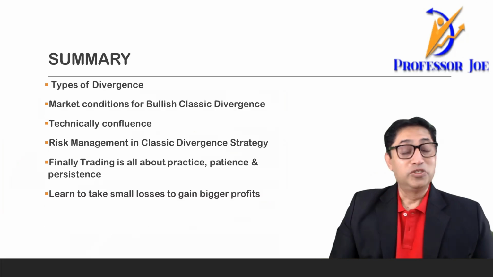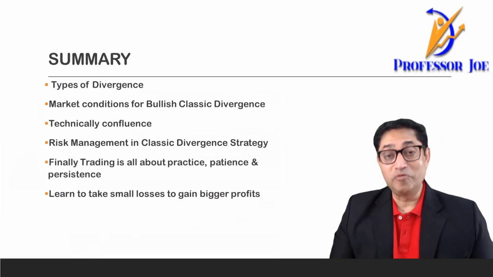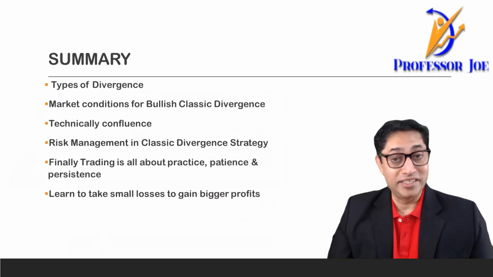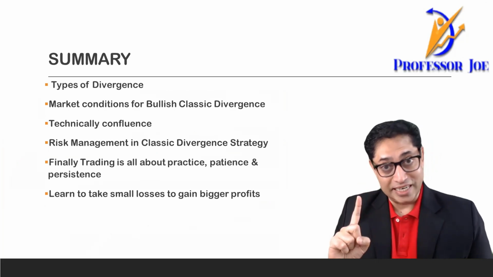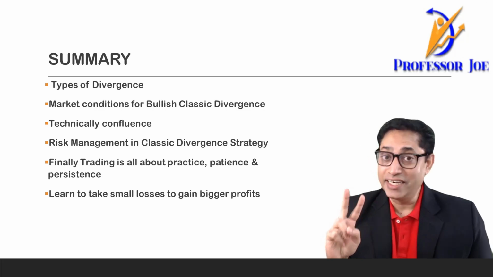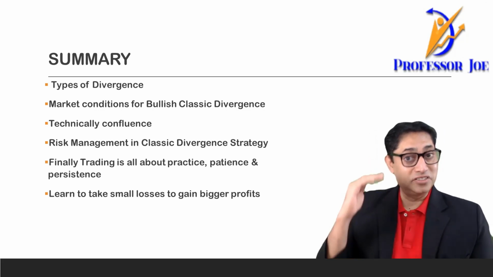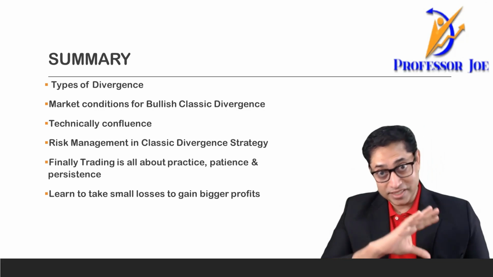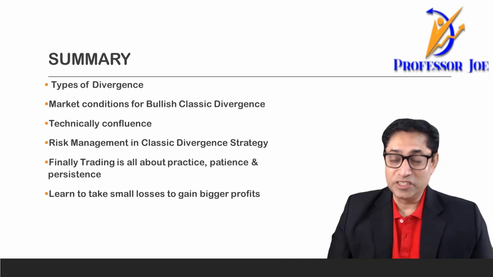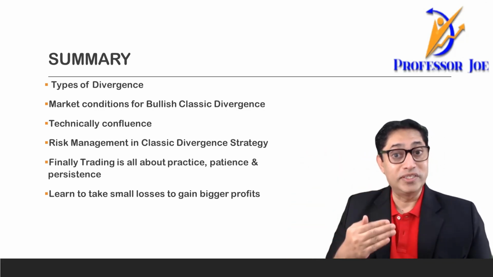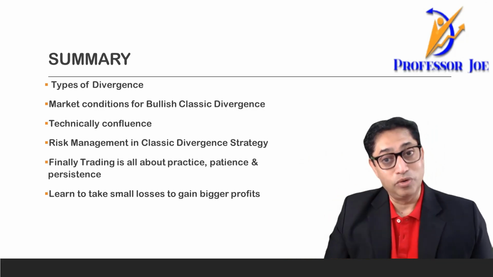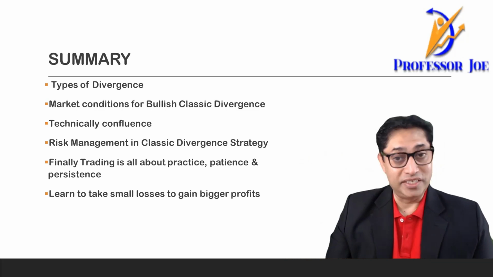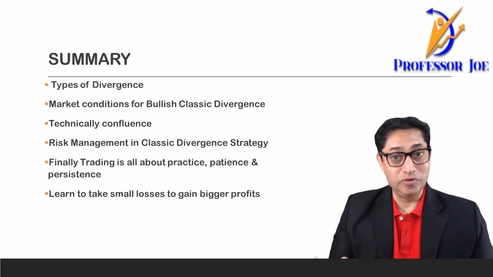So in summary, in this video, we have discussed the different kinds of divergence. There are basically 2 types of divergence. One is the classic divergence and the second one is the hidden divergence. Classic divergence on tops and bottoms, hidden divergence during the trend. Next, we discussed what confluences should be there while you are looking for a proper classic bullish divergence. Next, we discussed how much you have to invest and how you have to put your stop loss.